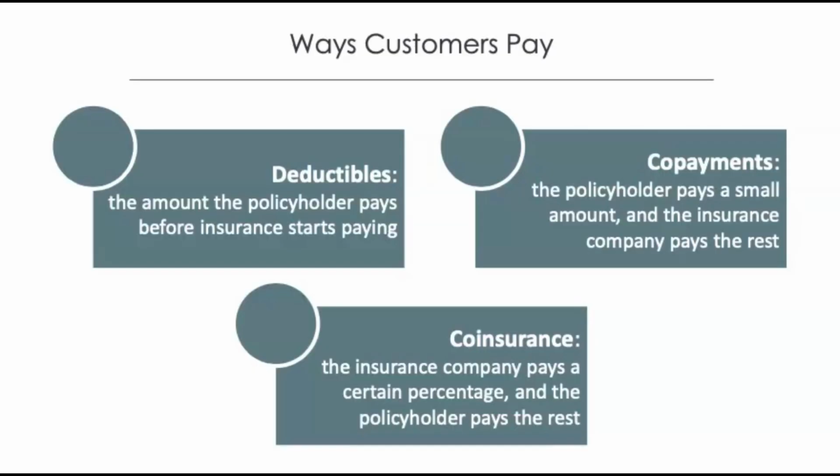Ways customers pay. Customers pay through deductibles, which is the amount that policyholders pay before the insurance company will start paying. Customers also pay through co-payments. Co-payments are when the policyholder pays a small amount and the insurance company will pay the rest. Co-insurance is when the insurance company pays a certain percentage and the policyholder will pay the rest.